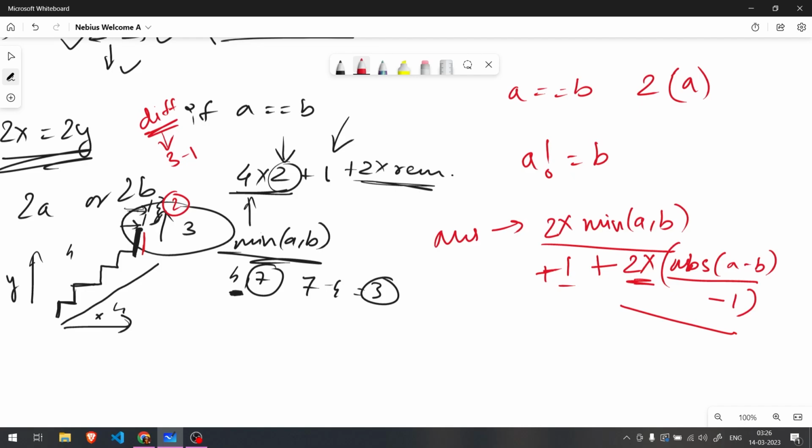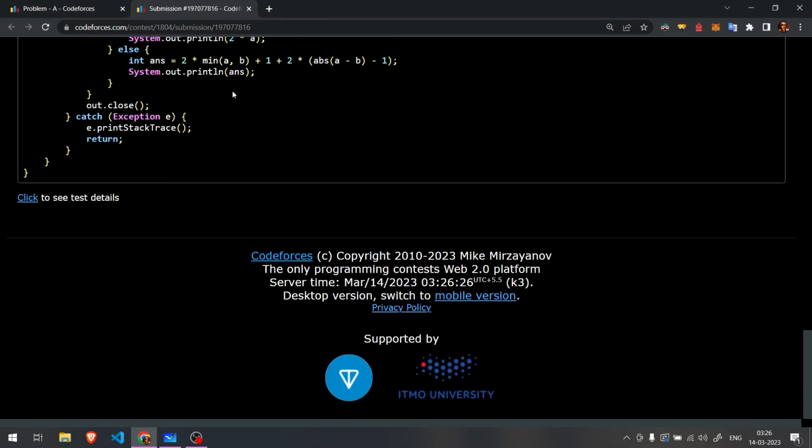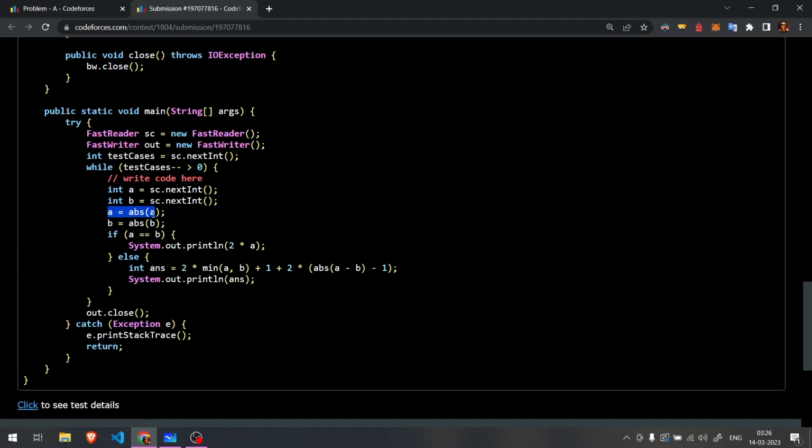So I think that's enough explanation. Let's look at the code. I'll click on my accepted solution, and here I've just taken the absolute value of a and b. If they are equal, we'll print 2 into a, or we'll print 2 into min plus 1 plus 2 times the difference minus 1. That's it.